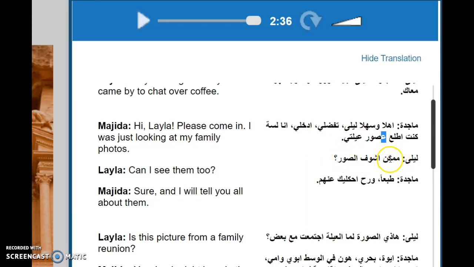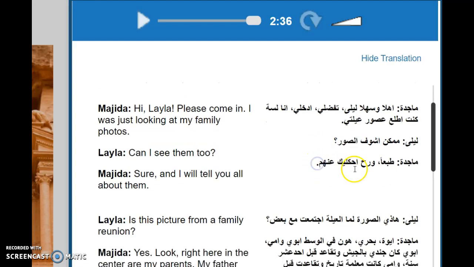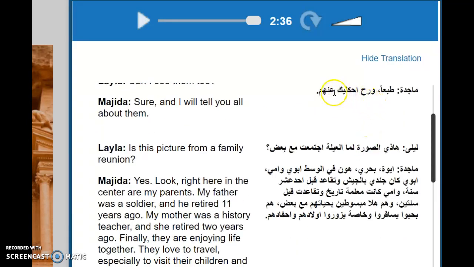ممكن أشوف الصور. ممكن, perhaps, I can see. First person, I will see the pictures. طبعا وراح أحكي لك عنهم.